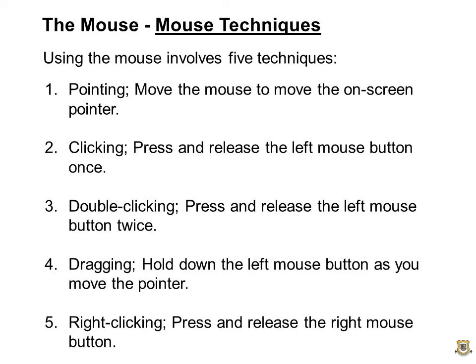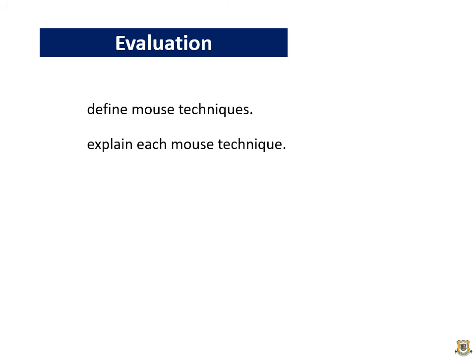When you now hold down and move the pointer, that is dragging. When you drag something on the floor, that's dragging. Then right clicking is when you press and release the right mouse button. We've demonstrated, or you've seen what right clicking and left clicking is.